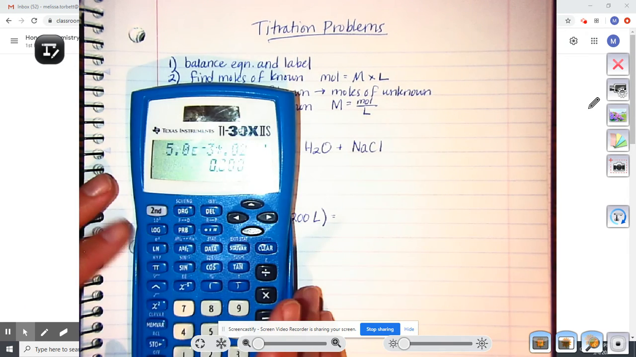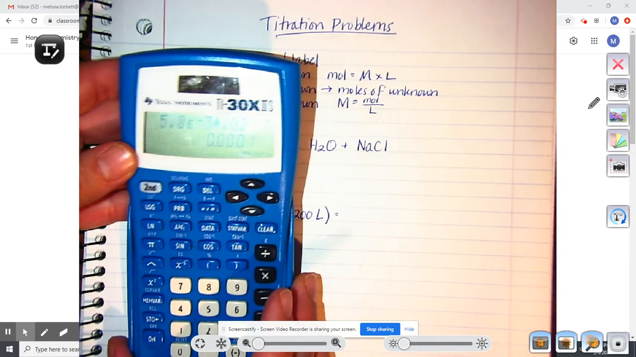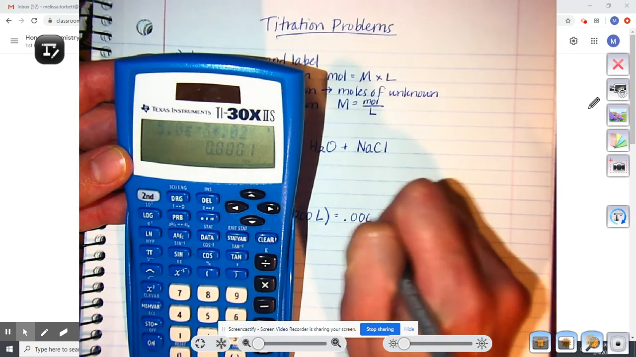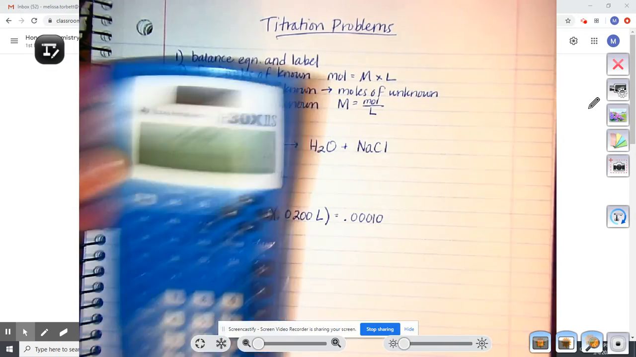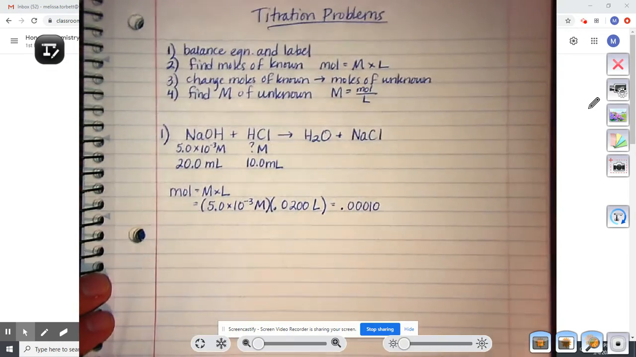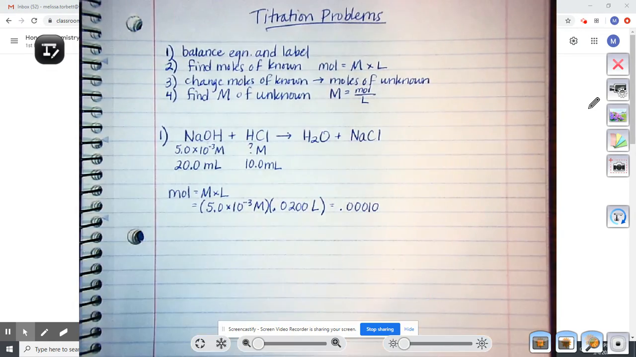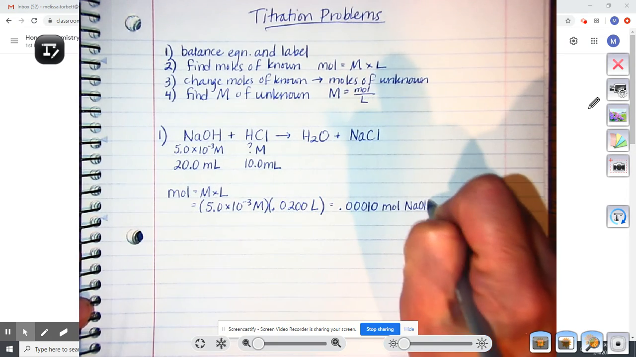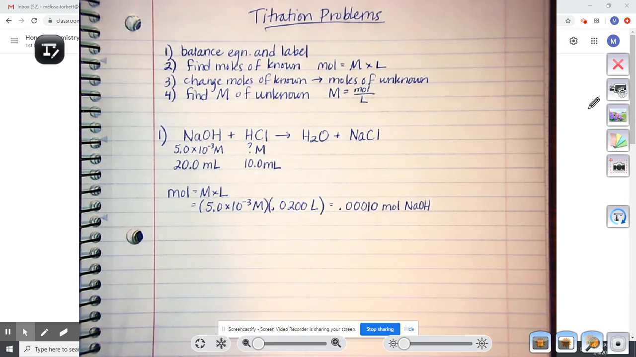So I'm going to scoot this over. And I know that has got a glare on you. Let's see. That's 0.0001, and I have to throw in another 0 to make it significant. 0.00010, and this is moles of sodium hydroxide, because that's the known.